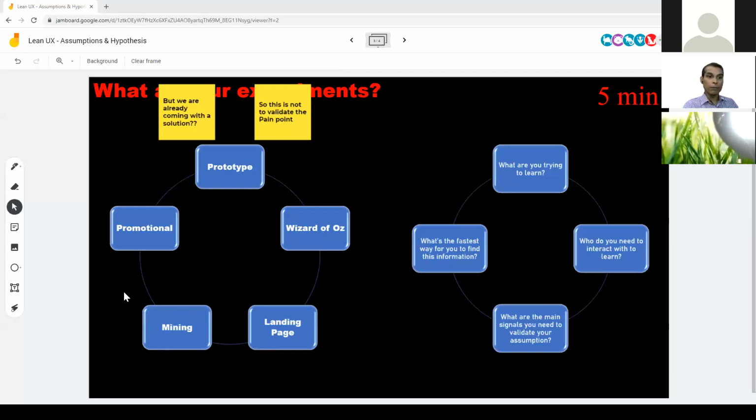You might just do the polling itself, or you might do an A/B testing, depending on the different types of MVPs we went through. You may decide which MVP might be appropriate for you to find out whether the particular user group has this problem. You may even start with a low fidelity MVP itself.